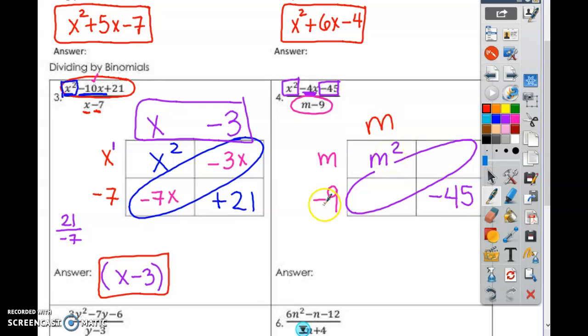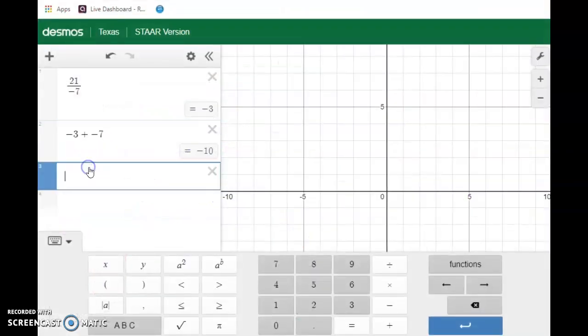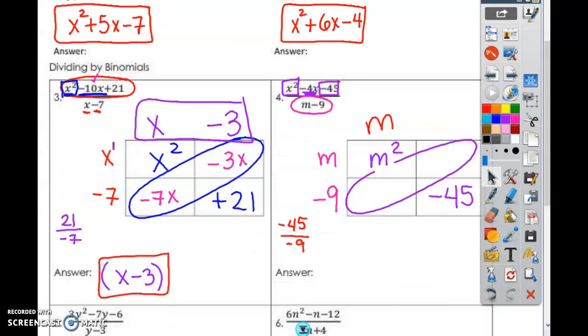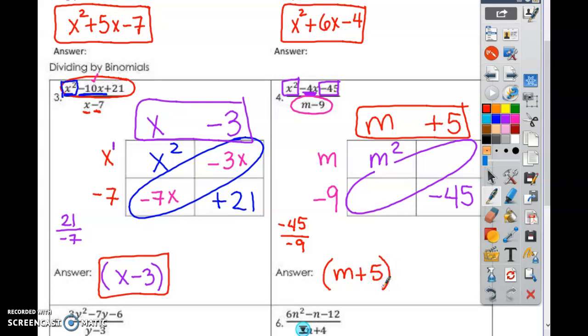These two, you divide them. So in the calculator, you're putting negative 45 divided by negative 9. Negative 45 divided by negative 9. Let's see. Negative 45 divided by negative 9 gives me positive 5. So that goes on the outside, right here, positive 5. And that's it. That's my answer. Write it down. M plus 5 is my answer.